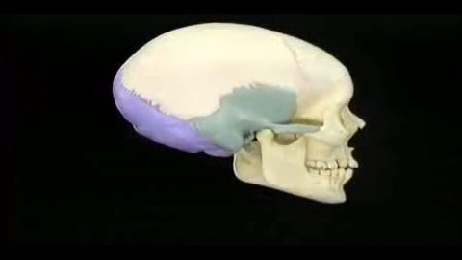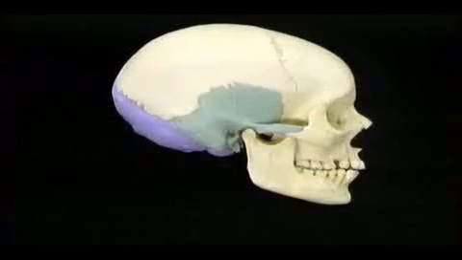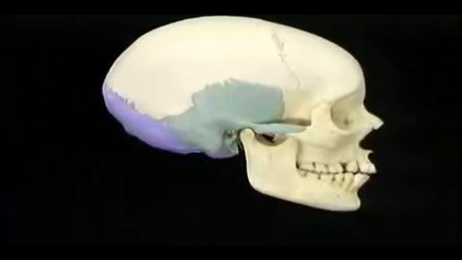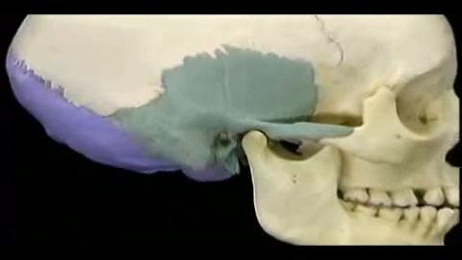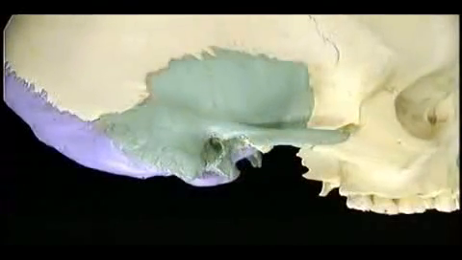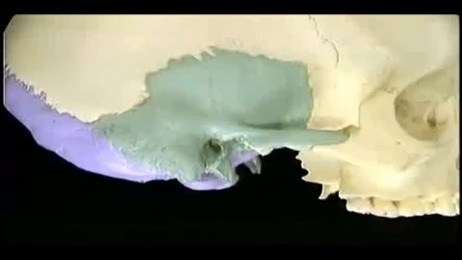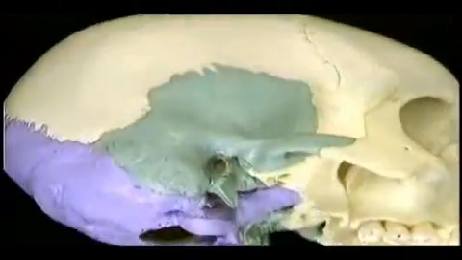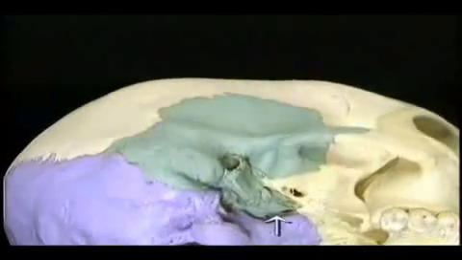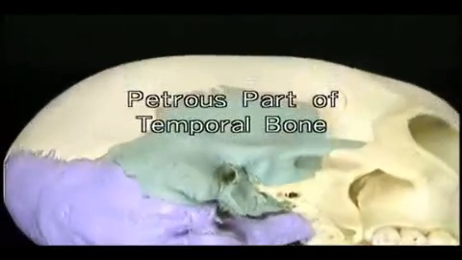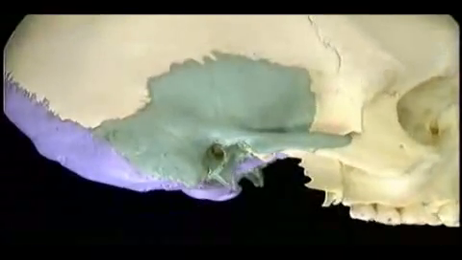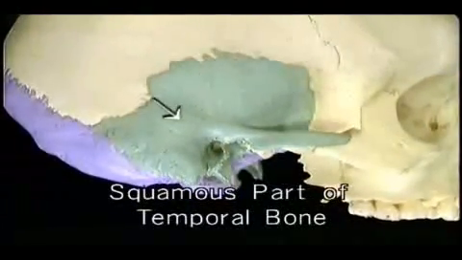Now that we've looked at the occipital bone, let's take a look at the temporal bone. It's quite a complicated bone. To see its full extent, we'll again remove the mandible. The temporal bone goes from here on the outside to here underneath. This is the petrous part of the temporal bone. This is the squamous part.